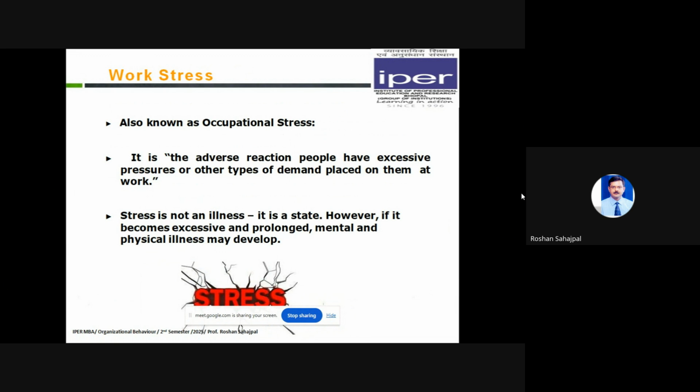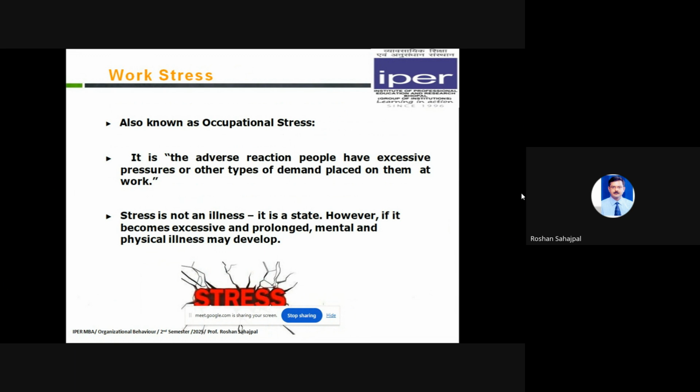So it can be the demands placed on employees because of the nature of work that the employees are doing, and because of the environment in which the employee is working. So these can be the basic stimulus from which stress can generate or stress can emanate. So stress is not an illness, right? It is a state, just a reaction है.